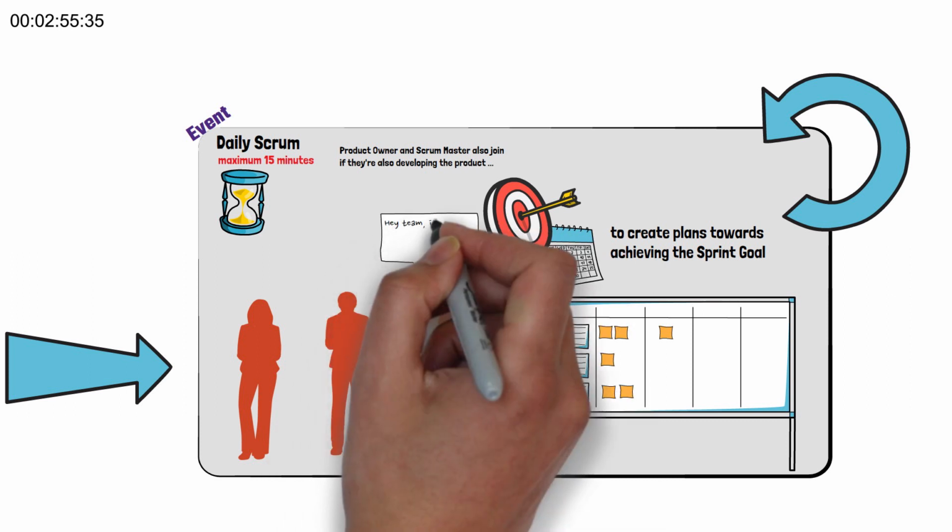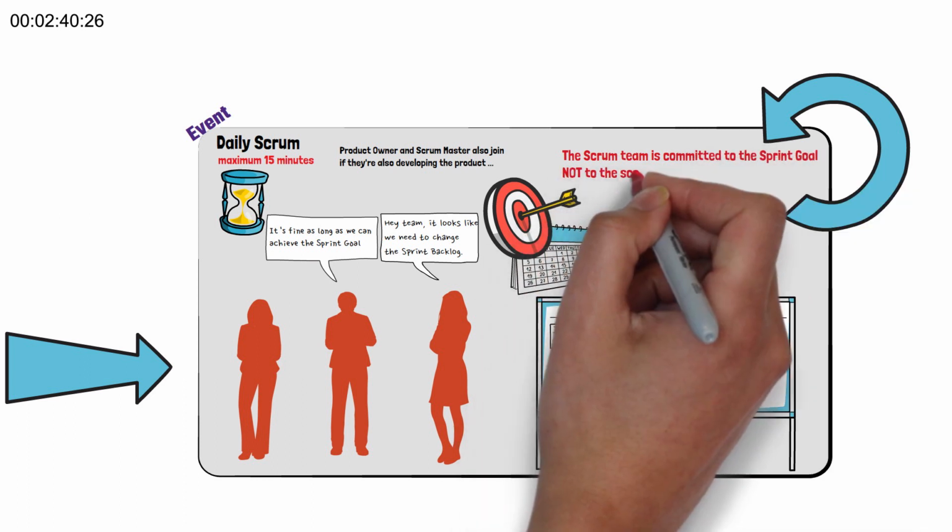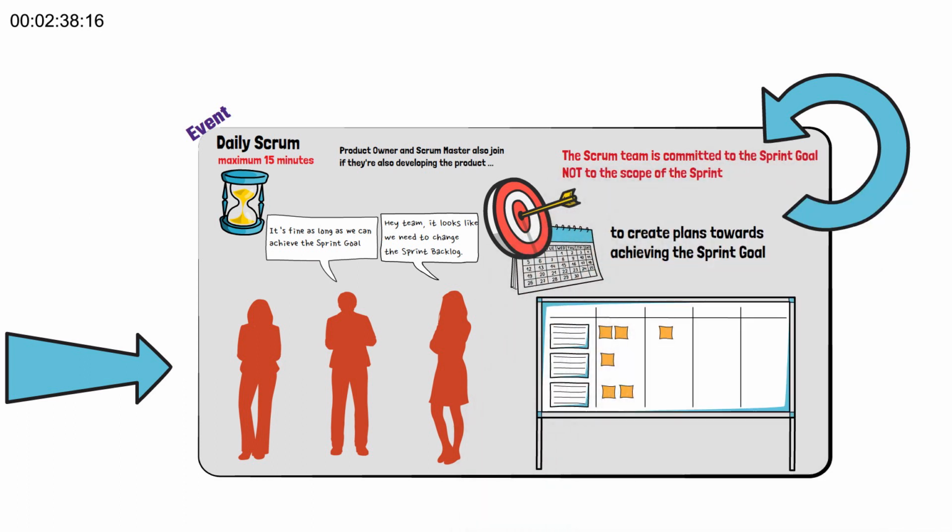During daily scrum, the developers may discover the sprint backlog needs to change or the scope of work needs to be reduced from what they have planned during sprint planning. As long as the developers can still fulfill the sprint goal, everyone shall respect and support their decision. The Scrum team is committed to the sprint goal, not to the scope of work. Problem solving should be done after the daily scrum. This is to ensure the daily scrum does not drag on more than 15 minutes.